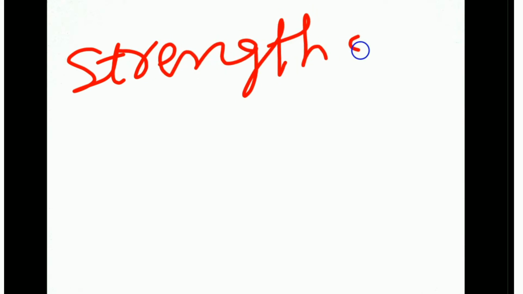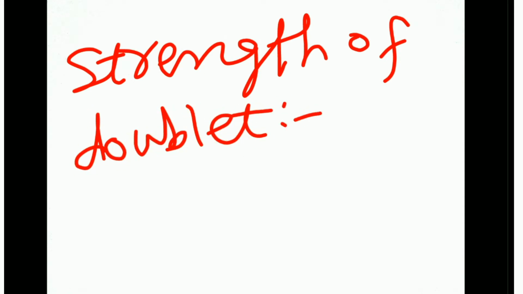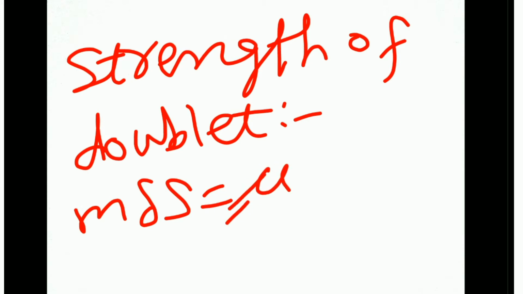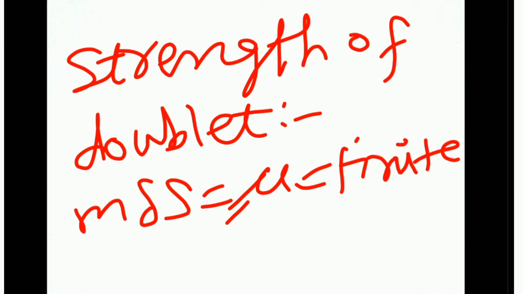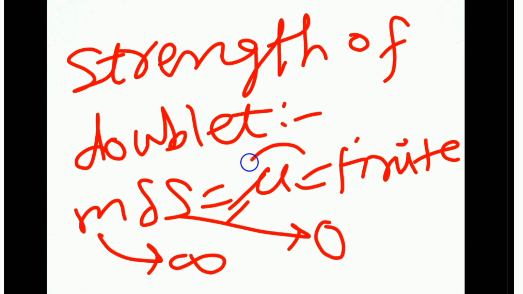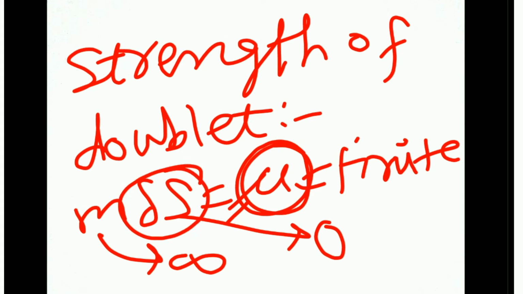Now what is the strength of doublet? If m delta s is mu, which is finite, where m tends to infinity and delta s tends to 0, then this mu is called the strength of the doublet, and this line delta s is called the axis of the doublet, and its direction is taken from sink to source.